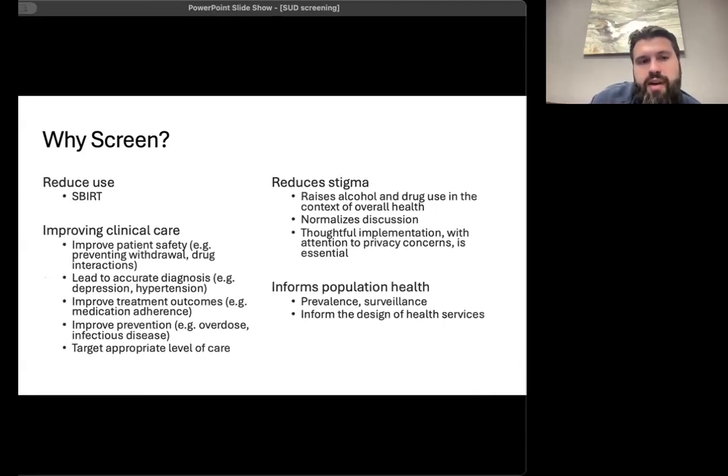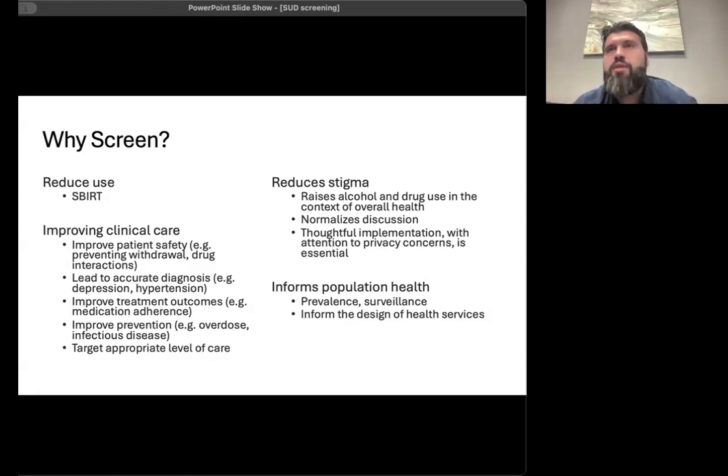So in addition to identifying people, the benefits of actually screening are multifactorial, right? The first thing is if you can help identify these people, you can potentially intervene and help reduce their substance use, right? That's the big critical key component here. But overall, by doing so, you actually improve clinical care across the spectrum. So you improve patient safety, so you can help prevent withdrawal, drug interactions, et cetera, overdose.